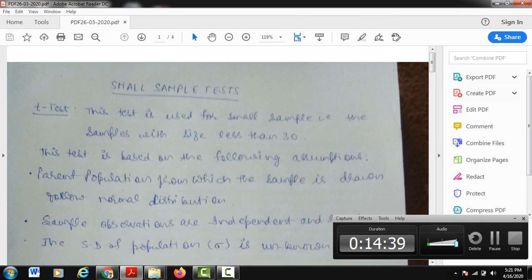If your calculated value is less than the table value, it means your null hypothesis is accepted. But if your calculated value is greater than the table value, then the null hypothesis will be rejected. So these are the basic steps for testing in statistics.